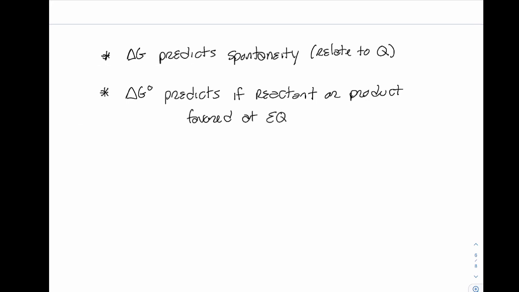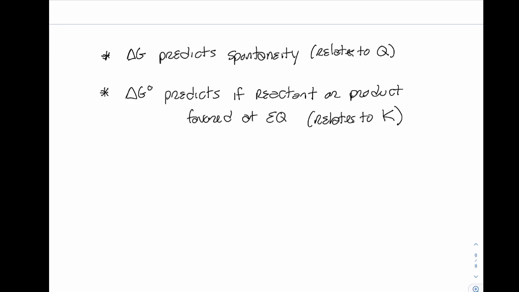So remember, if we're at equilibrium, our free energy change, delta G, is equal to 0. So we're not worried about spontaneous or non-spontaneous because we're at equilibrium, right? A spontaneous reaction takes us towards equilibrium. Here we are at equilibrium. This relates to K, our equilibrium concentrations or pressures. What we're trying to determine here is at equilibrium, is it reactant or product favored? So mostly reactants or mostly products.